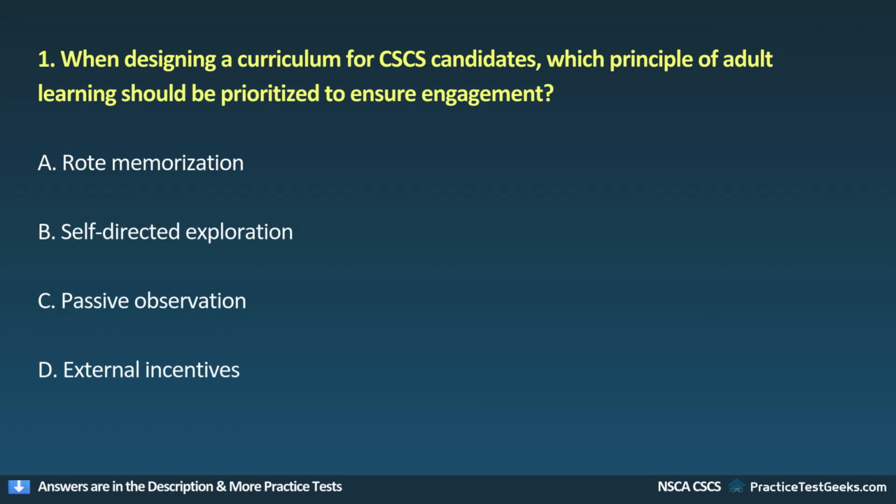1. When designing a curriculum for CSCS candidates, which principle of adult learning should be prioritized to ensure engagement? A. Rote memorization. B. Self-directed exploration. C. Passive observation. D. External incentives.